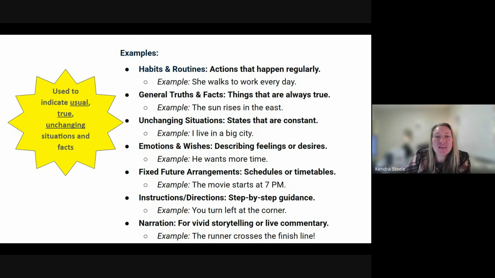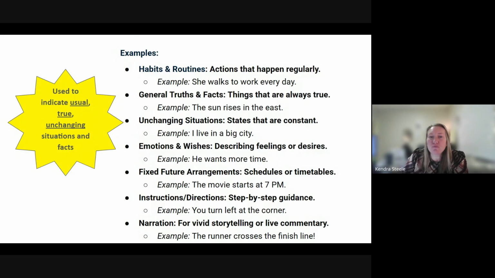When you're talking about your emotions and your wishes, describing feelings or desires, desires are wants, something you want. An example, he wants more time. Wants is the verb in the present simple tense.